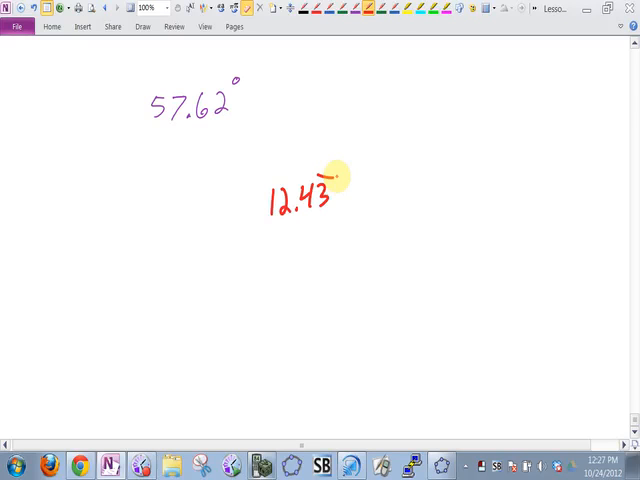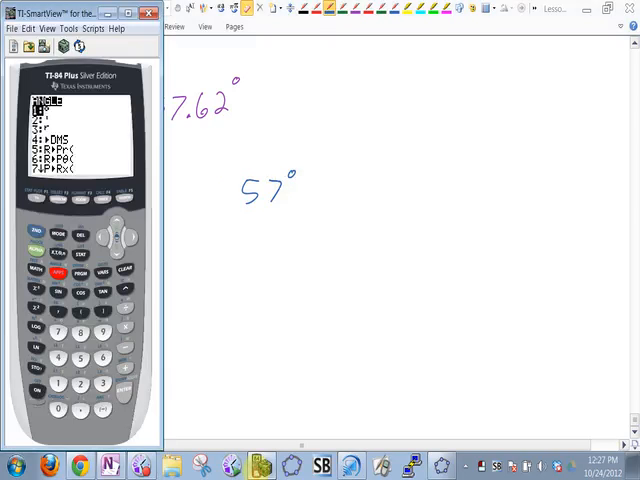Well, degrees are actually measured the same way. They don't use decimals. Guess what they use? Minutes and seconds. So what is 57.62 degrees? It's 57 degrees. Then let's take that decimal part, 0.62. How many minutes is that? Well, multiply it by 60.